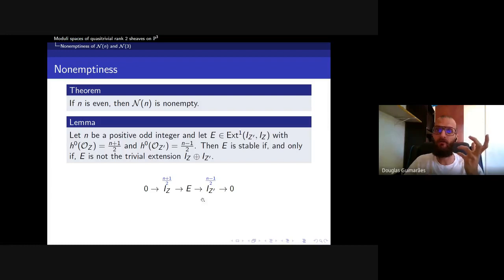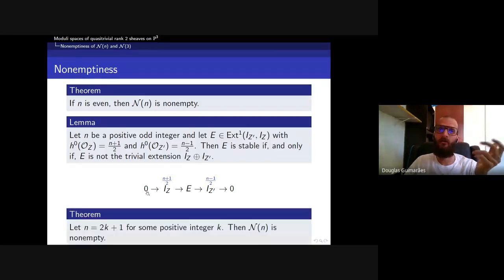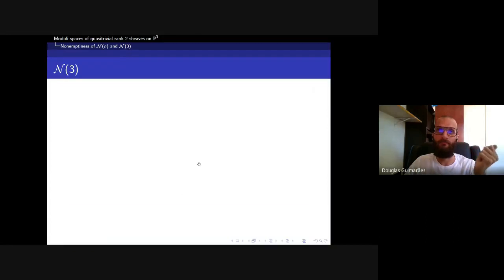So as long as we have non-trivial extensions of these two guys, it's always stable by this lemma. And using this lemma, we can construct for every n some sheaf inside here, showing that our moduli space for n greater than 1 is always non-empty. And using this lemma, we can study the N3.